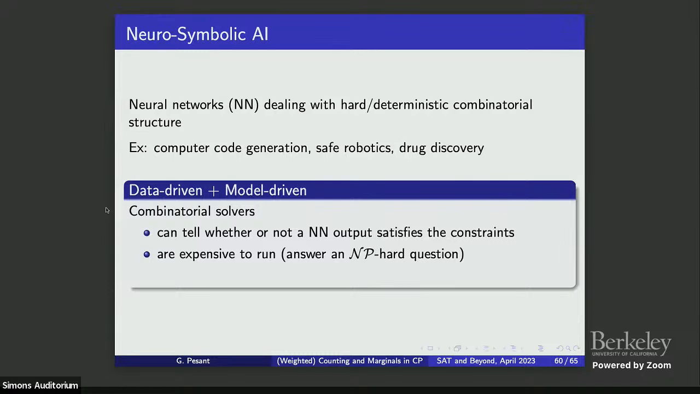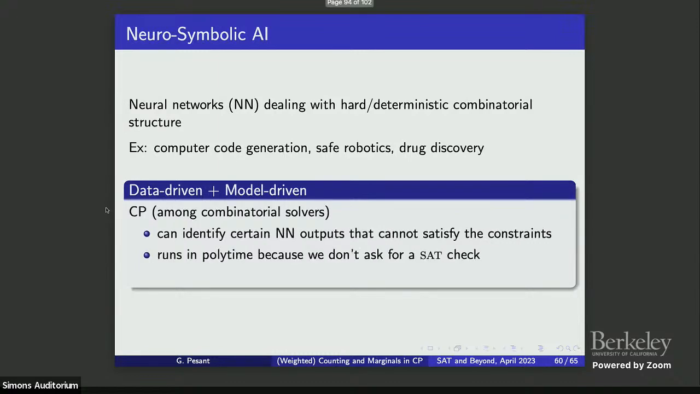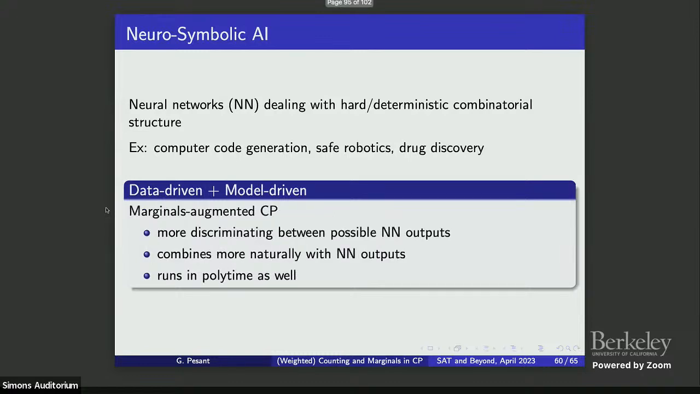So combinatorial solvers in general can tell you whether or not it satisfies the constraints, but that can be expensive to run. CP can go a little bit further in poly time, typically just saying, this value is not supported, so it should be filtered out. With the marginals added on, you get a distribution over the domain, the possible values, and that's much more natural to integrate within your neural networks. I'll give you two examples. And it runs in poly time as well.